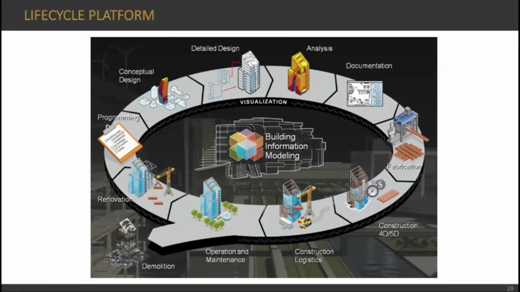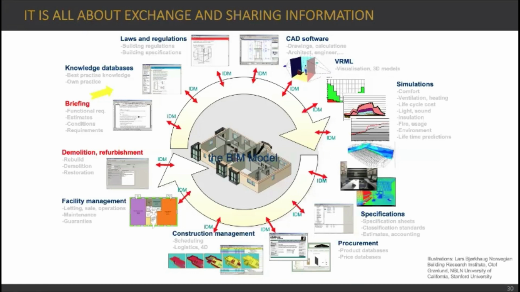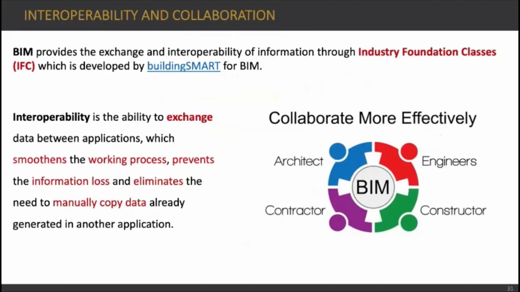Since we can add lots of parameters and information into our models, it is all about exchange and sharing the information among the project participants. And how we are going to do this exchange of the information? Here we start to talk about interoperability. BIM provides the exchange and interoperability of information through IFC or Industry Foundation Classes, which is developed by buildingSMART for BIM. It is the home of BIM, we can say. Interoperability is the ability to exchange data between applications to provide more effective collaboration.